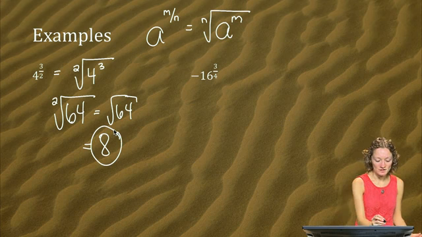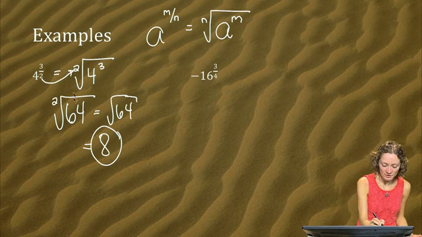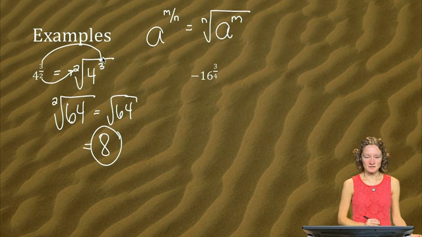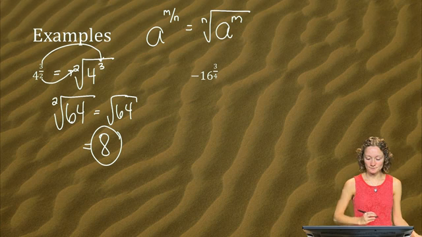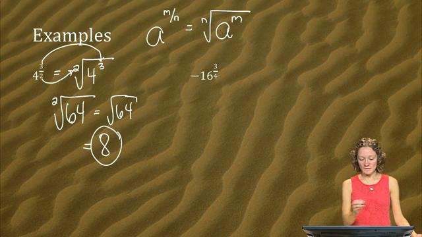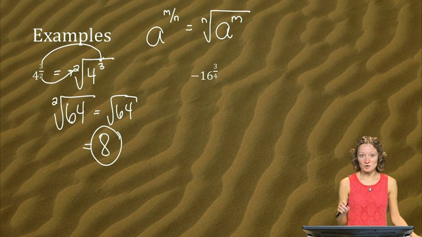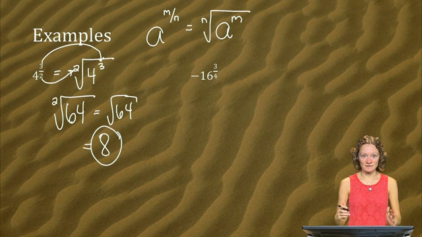So again, what's new is this change. Denominator is the index, numerator is the exponent underneath the radical. Okay, the next one, negative 16 to the 3/4. What's being raised to the 3/4 here? Is it 16 or is it negative 16?